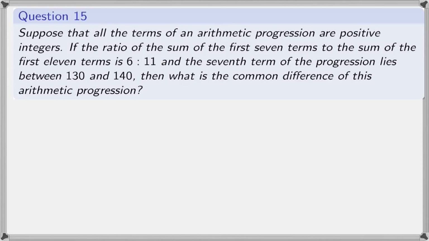Suppose that all the terms of an arithmetic progression are positive integers. If the ratio of the sum of the first 7 terms to the sum of the first 11 terms is 6:11 and the 7th term of the progression lies between 130 and 140, then what is the common difference of this arithmetic progression? Let us denote the common difference of this arithmetic progression by D.